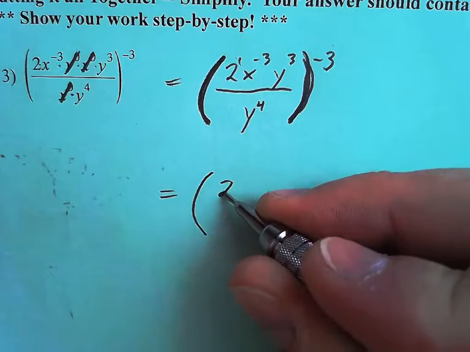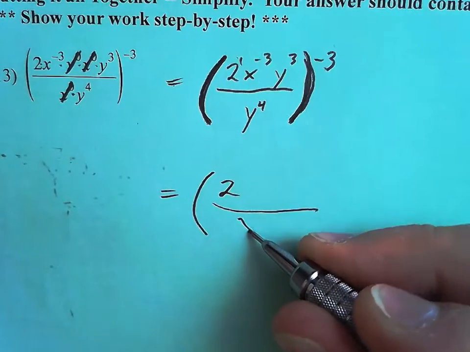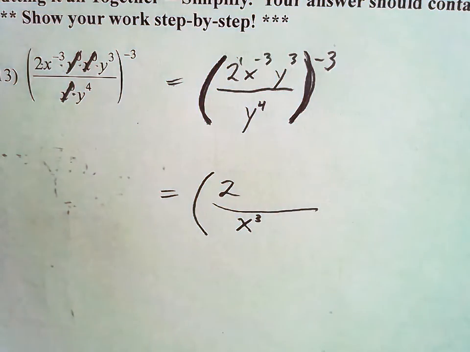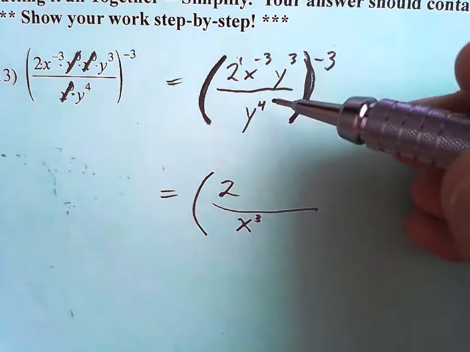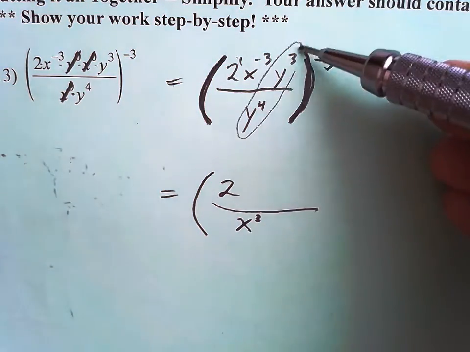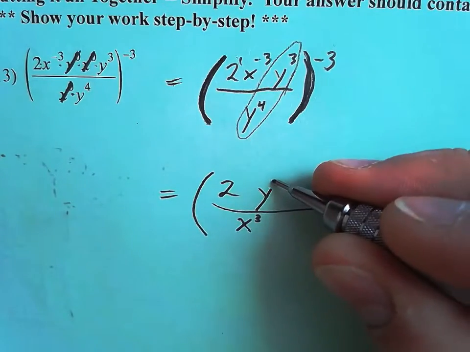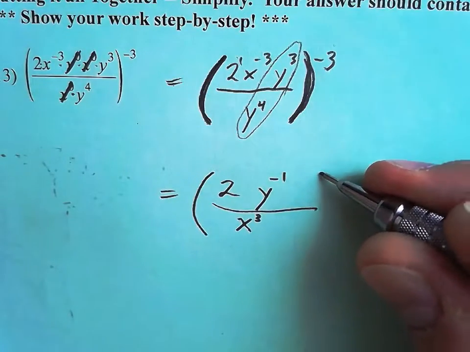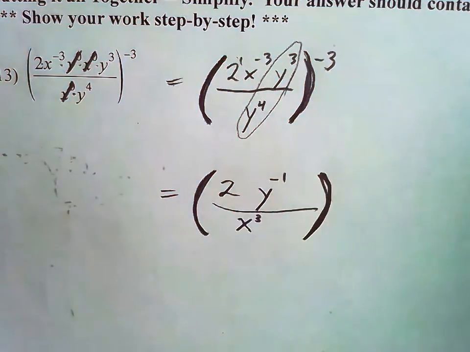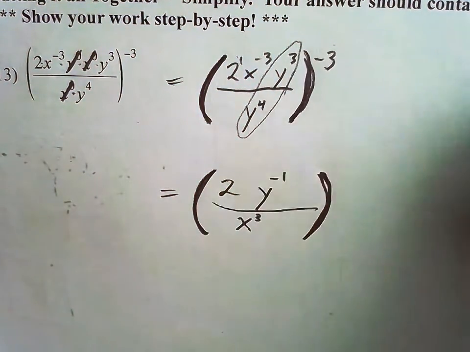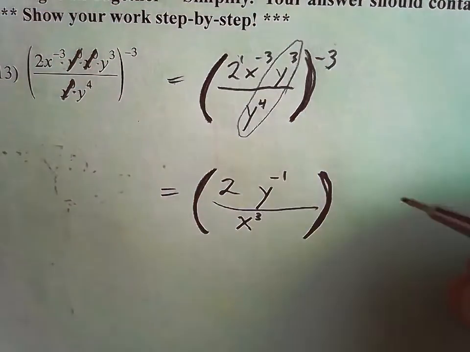2 to the first is just 2. X to the negative 3 will go down to the bottom and become x to the positive 3. Y to the 3 over y to the fourth. 3 minus 1 is what? Negative 1. Three minus 1. Top power minus bottom power, because they're both y to a power.